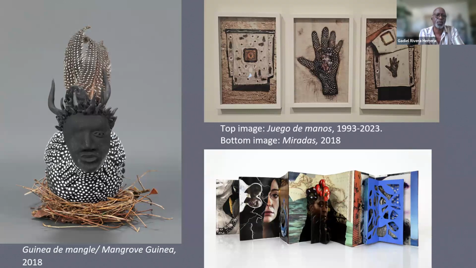Aquí estoy utilizando las plumas de Guinea, que es la misma que utilicé en el libro Juego de Manos, y otros materiales que me he encontrado, como el nido, que me lo encontré en la calle. Así que voy trabajando con material también que voy encontrando. Podemos pasar a la próxima imagen, por favor.